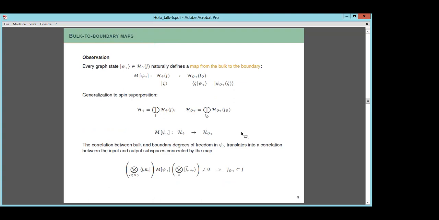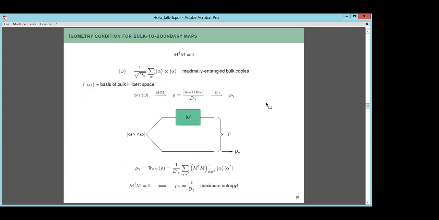Of course, the difference is that we have a strict correlation between the input and the output. So the only non-vanishing components of the map are the ones in which the boundary spins are a subset of the whole set of spins attached to the graph.